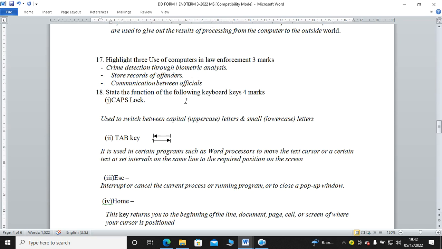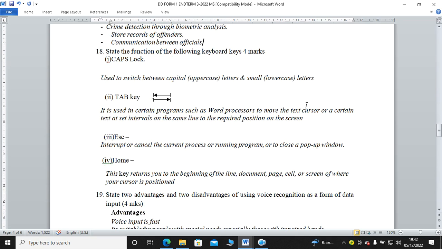Then guys, we have these funny buttons on our keyboard, very confusing. State the function of the following keyboard keys. We have caps lock, tab key, ESC or escape, and home. So when you talk about a caps lock, when you press caps lock, everything you type later on will be capital letters. So it is used to switch between capital and small letters, or we say uppercase and lowercase.